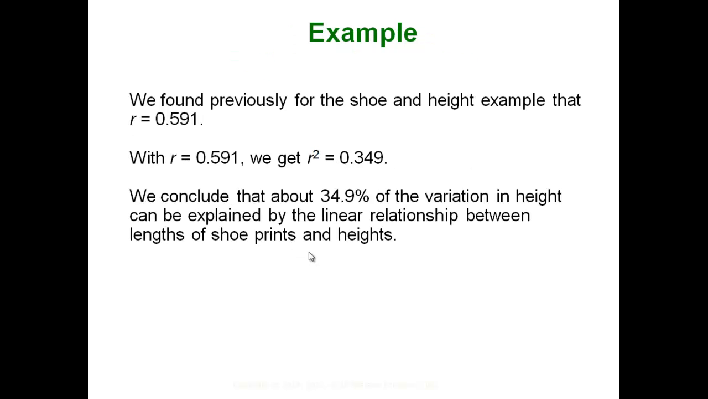We found previously in our other example that r was 0.591, so really all we have to do is square it, right? R and r squared, that's not just a name, that's actually what it is. r squared is just the square of r. So you take 0.591 in your calculator, square it, you get 0.349, and it turns out that almost 35%, right, 34.9% of the variation in height can be explained by the relationship between the shoe length and heights. And the other 65% is coming from something else outside of the model.